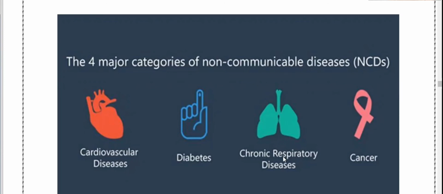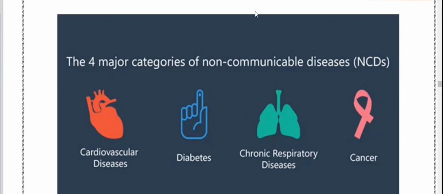Then certain respiratory diseases, for example asthma, are again non-communicable. Then cancer. Cancer is a disease wherein a mass of cells starts growing in the body and becomes harmful. These carcinogenic cells become harmful for the body, and that is how cancer is formed. So this is also non-communicable.